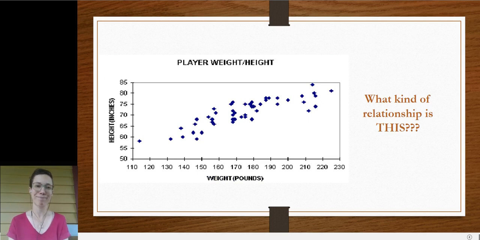How about this one? This is, I assume, some sort of sports thing. We'll say basketball. What kind of relationship is this? It's a positive relationship, right? So here we see the lower the height, the lower the weight. The higher the height, the higher the weight. Makes sense.